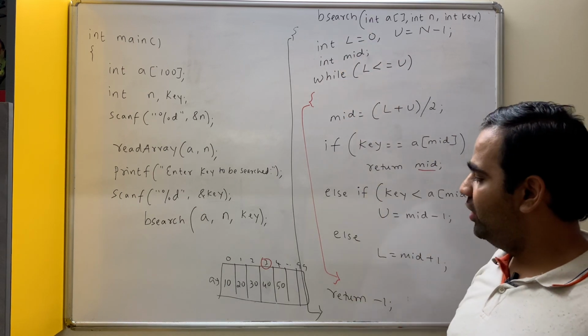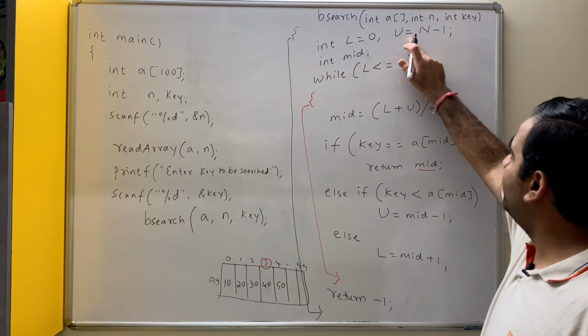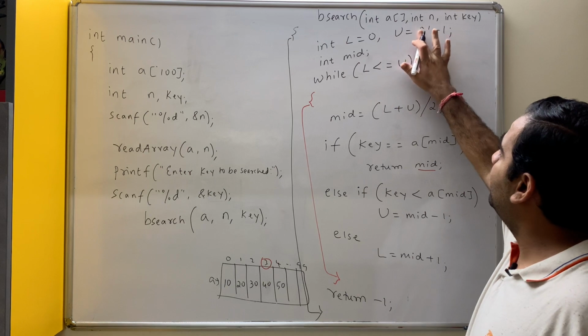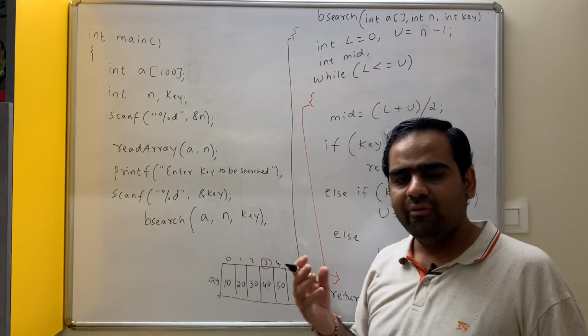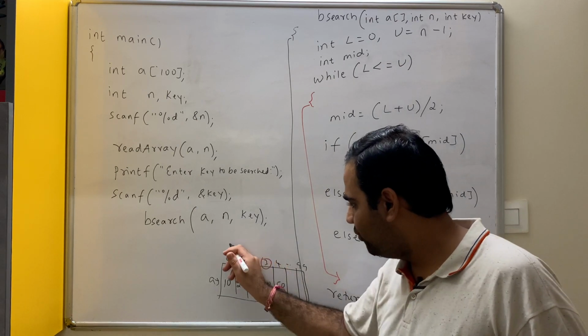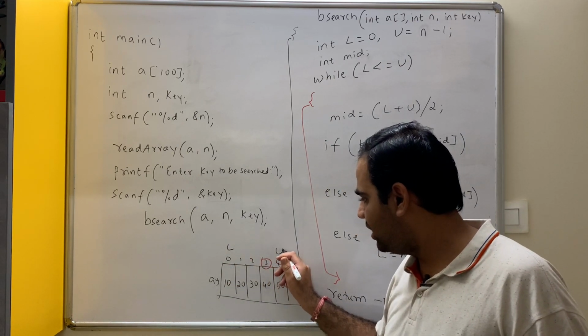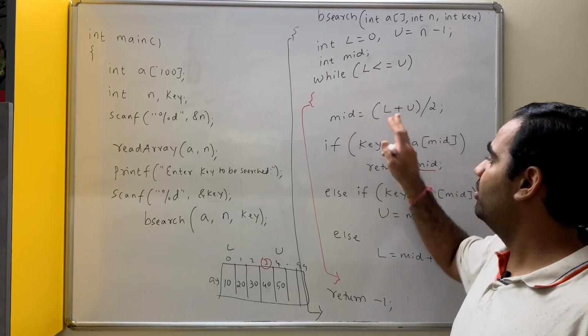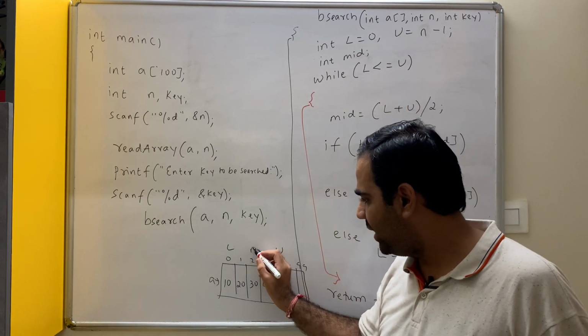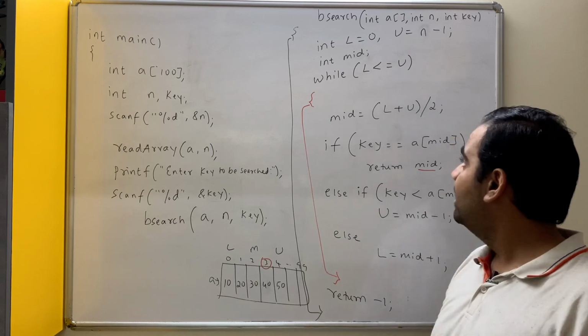Now, see here. The value of lower limit is 0. The value of upper limit is n minus 1. Now what is n minus 1? N minus 1 means 5 minus 1. 5 minus 1 is 4. Therefore, this is the lower limit. This is the upper limit. Now 0 less than or equal to 4. Yes, mid is equal to 0 plus 4 by 2. It is 2.